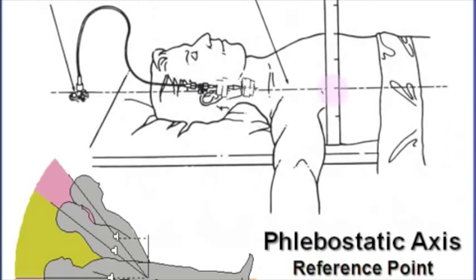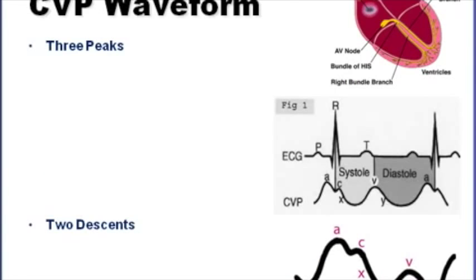All right, before we even tackle looking at the numbers on the monitor or interpreting the waveform, we need to make sure that the transducing system has been leveled and zeroed. It's leveled and zeroed to the patient's right atrium. So we're looking for the phlebostatic axis. The phlebostatic axis is the point halfway in between the patient's anterior and posterior chest at the fourth intercostal space. And then you line that up with the stopcock, which is the air fluid interface, and then you are going to zero it.